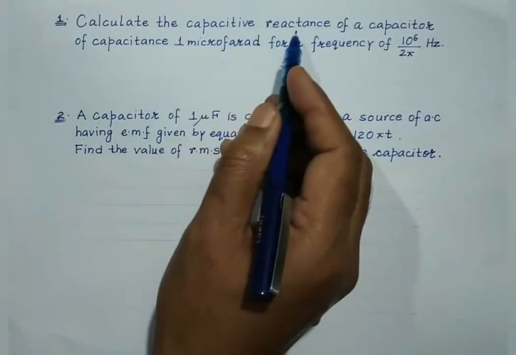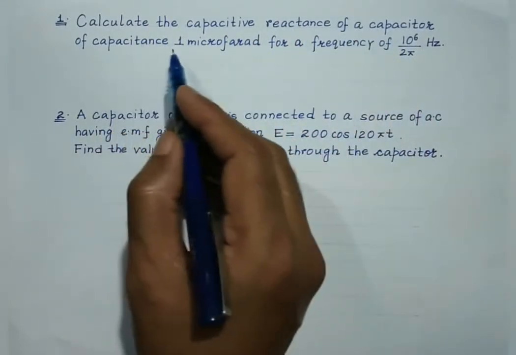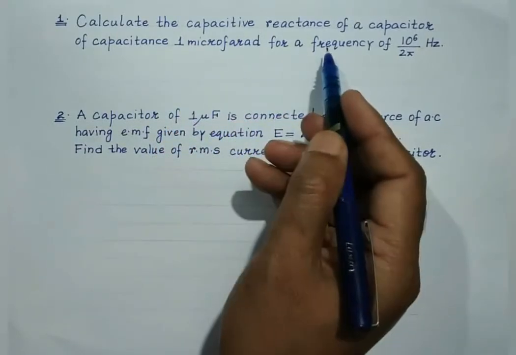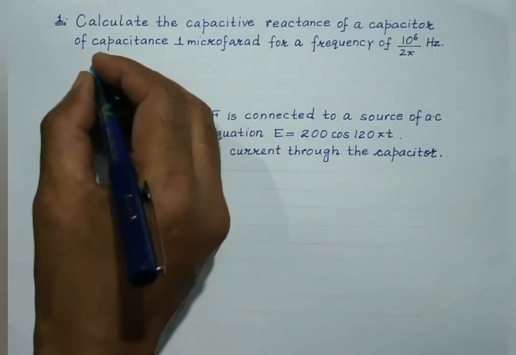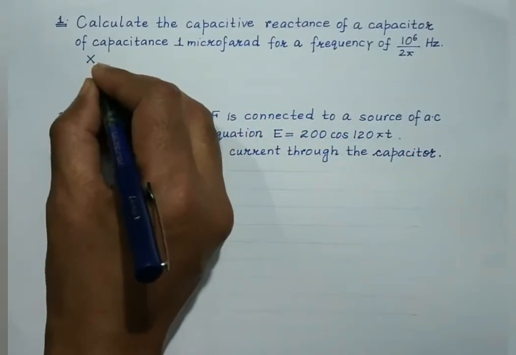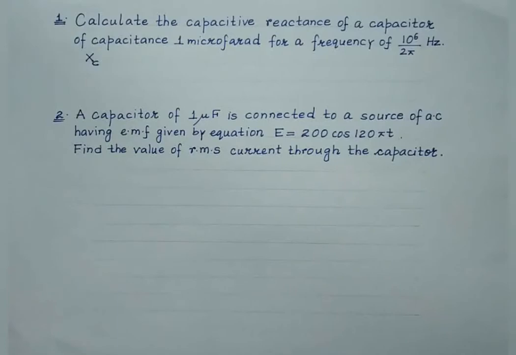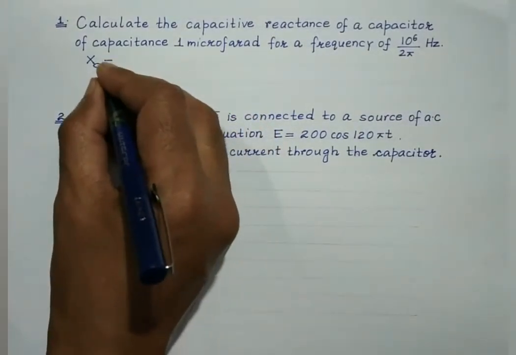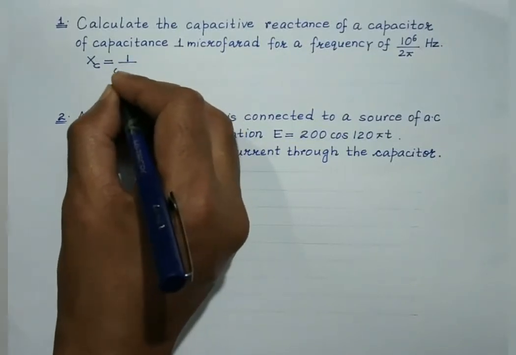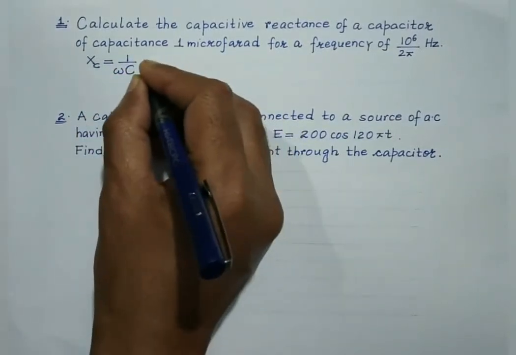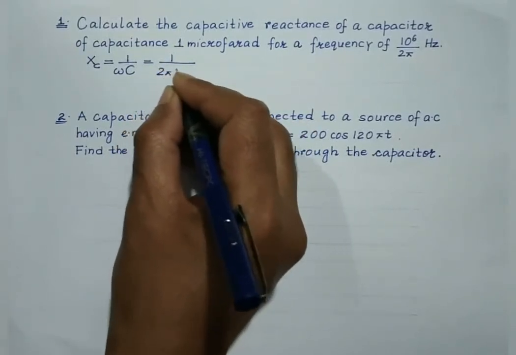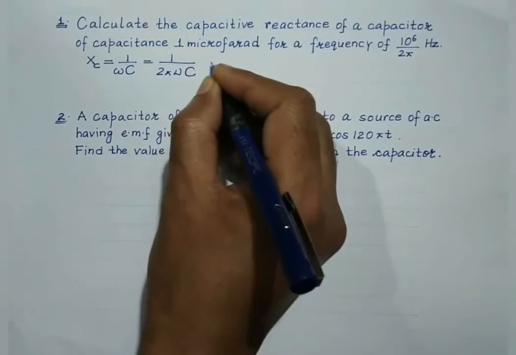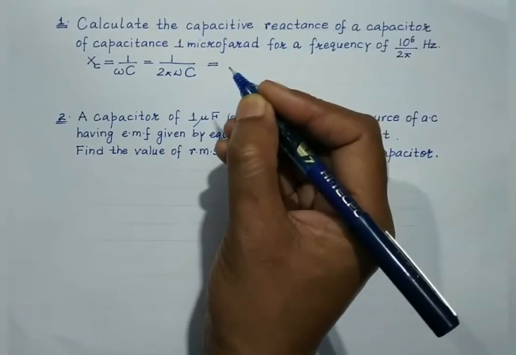Calculate the capacitive reactance of a capacitor of capacitance 1 microfarad for a frequency of 10 raised to the power 6 by 2 pi hertz. So, we are supposed to find out XC, right? And XC is equal to, we are aware, 1 by omega C, right? And omega is the angular frequency. It may be written as 2 pi nu. So let's substitute the value.